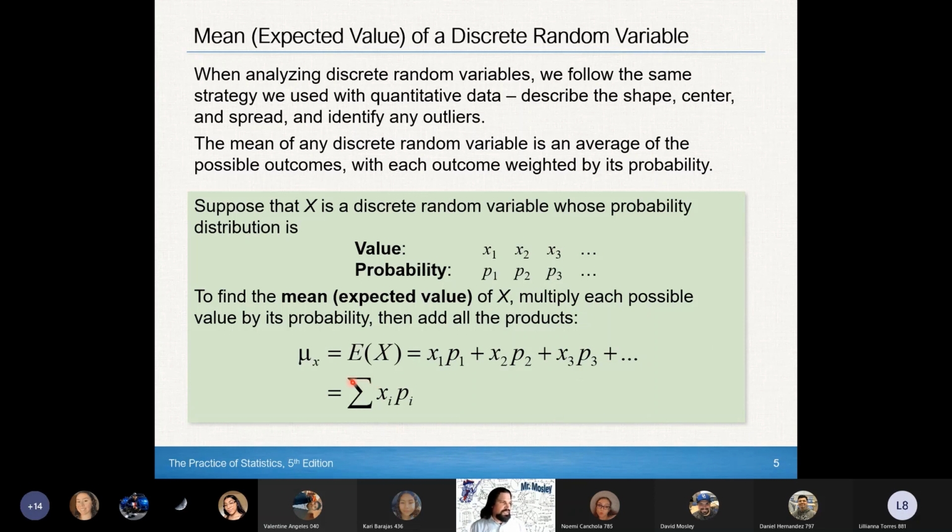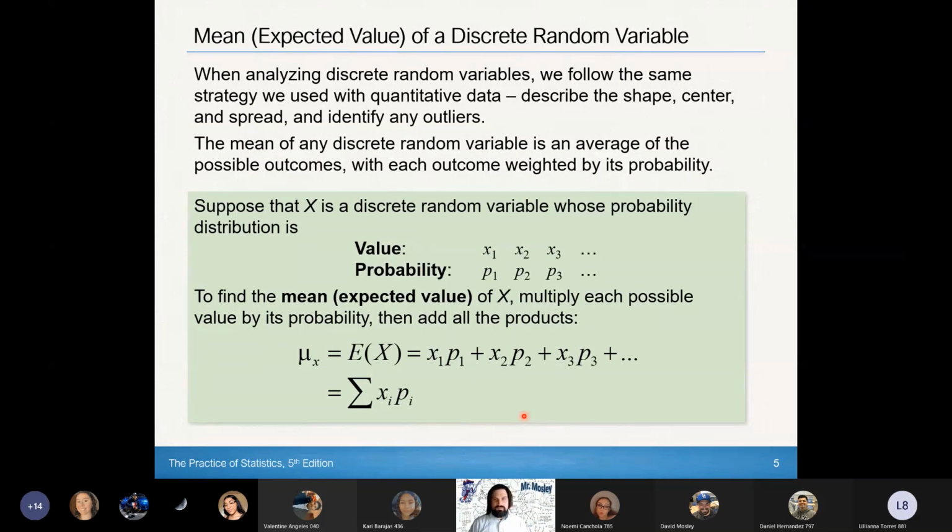Shorthand notation, we can use the summation notation, which is this capital sigma, it looks like an E, which says take the sum of all the outcomes multiplied by their probabilities. That's what the i represents: I'm going to use all the x outcomes multiplied by their probabilities and add them all up. So that's the notation.